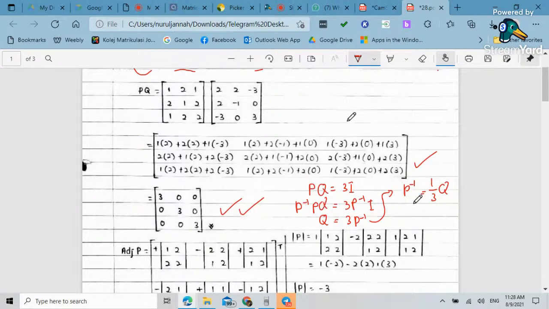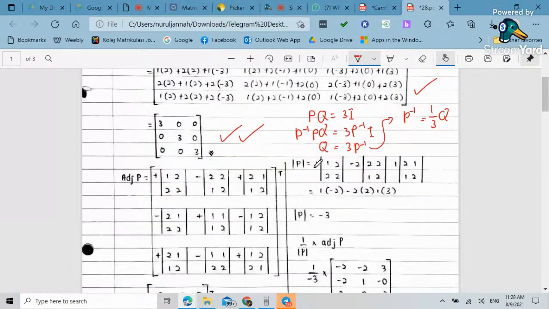So I would like to ask the other teams, do you use these inverse properties for question number 28? Yes. Okay, good. So we learn from mistakes.